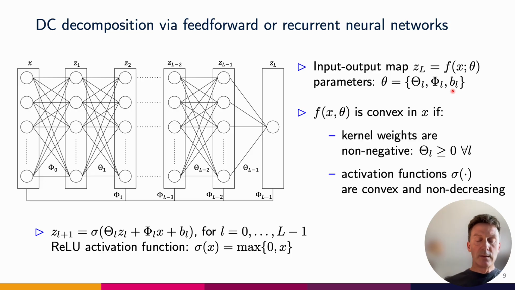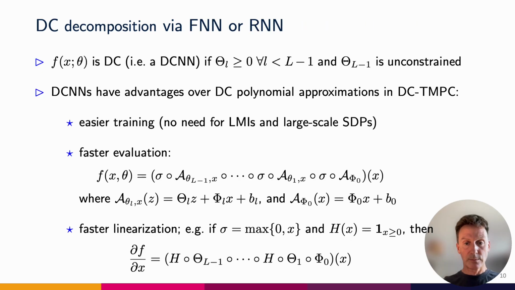So we can constrain the input-output map to be convex in the input if the kernel weights, so these matrices theta, are all constrained to be non-negative, and if the activation functions are chosen to be convex and non-decreasing. So in fact, this is a very common situation in practice. For example, the rectified linear unit activation function obviously has this property of being convex and non-decreasing. So this allows us to define something called an input convex neural network by putting constraints on the network parameters during the training process.